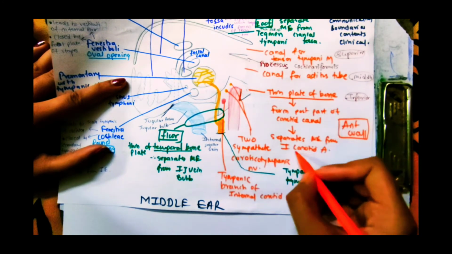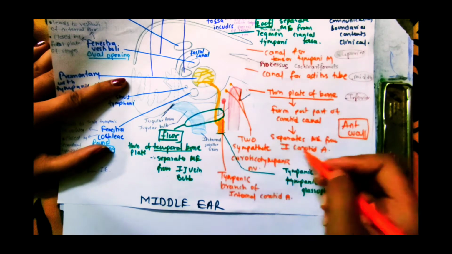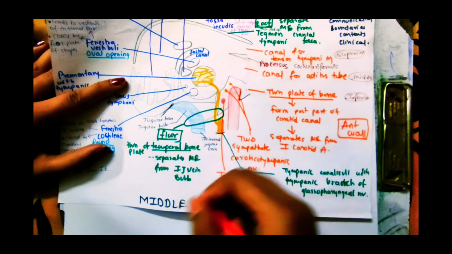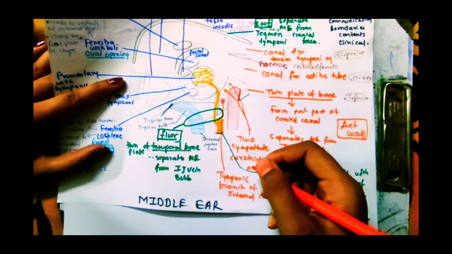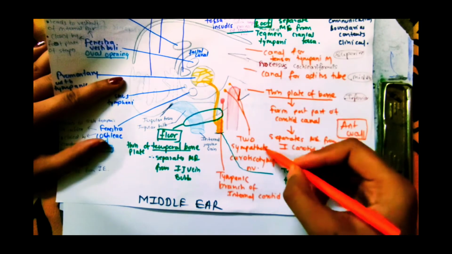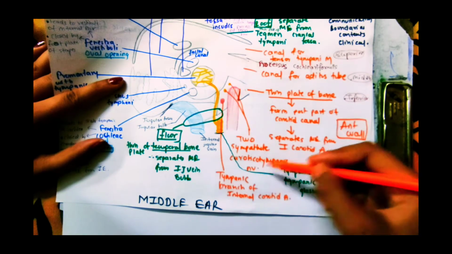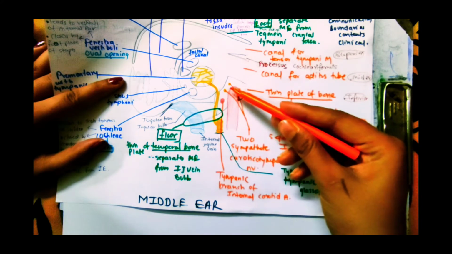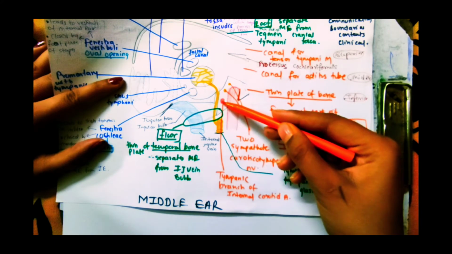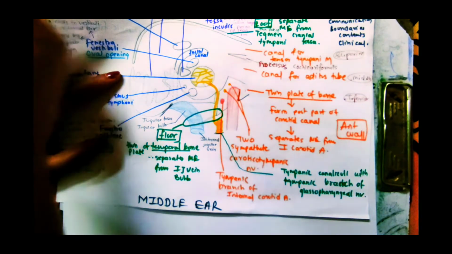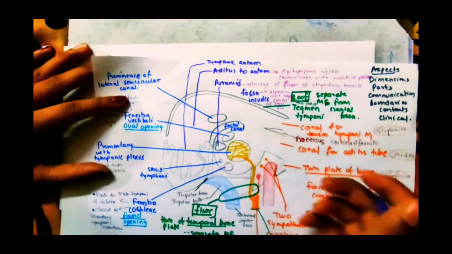It separates the middle ear from the internal carotid artery. This is the internal carotid artery. It separates the middle ear from the internal carotid artery. And the sympathetic caroticotympanic nerve and the tympanic branch of the internal carotid artery pierce this thin plate of bone. Then it comes to its posterior wall.